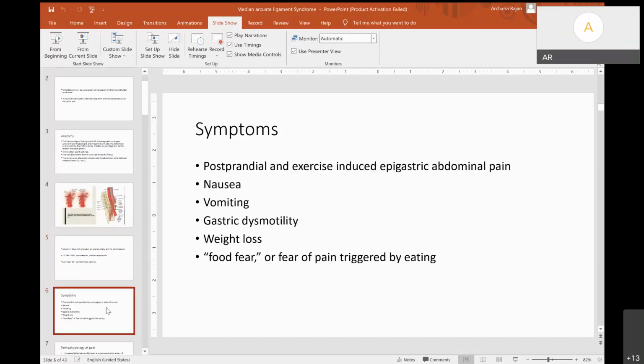Those symptoms are mainly postprandial and exercise-induced epigastric abdominal pain. They have nausea associated with it, vomiting, gastric dysmotility, weight loss, and a food fear, or fear of pain triggered by eating.